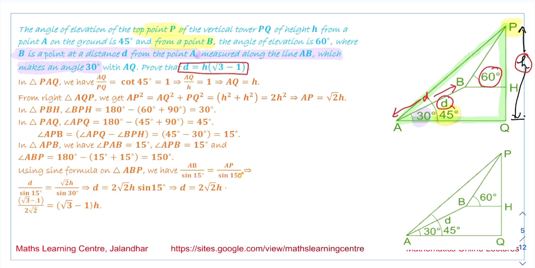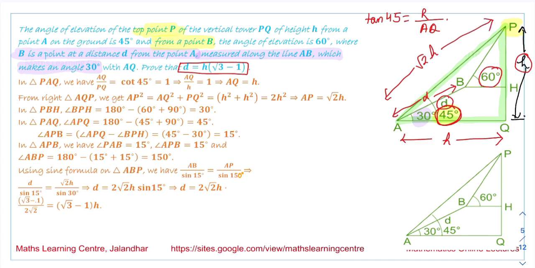We have this angle over here, it is 45 degrees. So what we have is that tan of 45 is equal to H over AQ. So we get that the value of AQ is equal to H. From this, the value of AP we obtain is square root 2 times H. It is the square root of H square plus H square, and this comes out to be square root 2 times H.